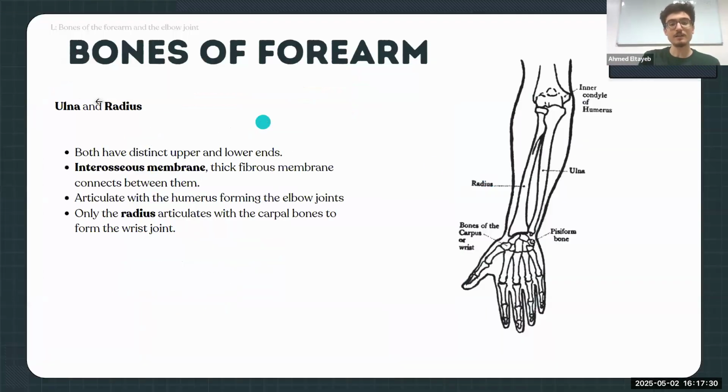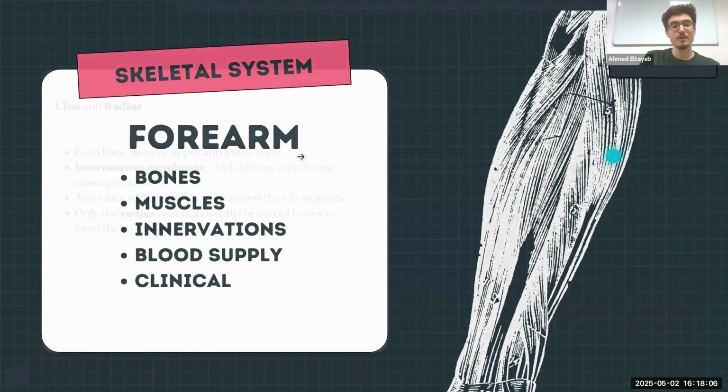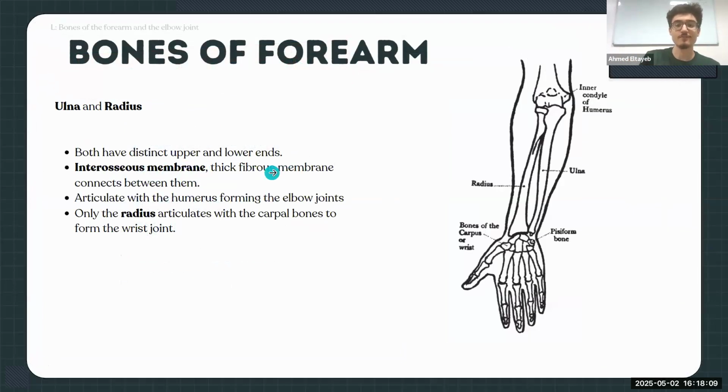Let's start immediately. In the forearm, we only have two bones. So if you remember, in the arm, there was the humerus. Over here, we have two bones, the ulna and the radius. Both of these bones have distinct upper and lower ends and landmarks. So if you had a model in the lab, you could easily distinguish if this is the upper end or the lower end. We're going to talk more about them because these bones are going to be involved in two joints, the elbow joint and also the wrist joint. Between them, we're going to have the interosseous membrane, which is a thick fibrous membrane connecting them to each other.